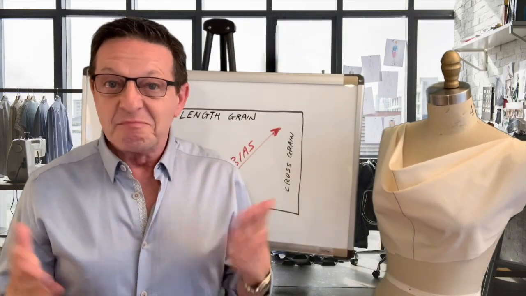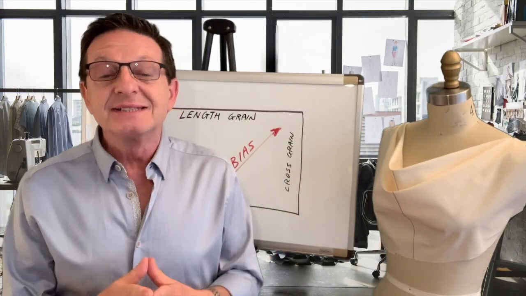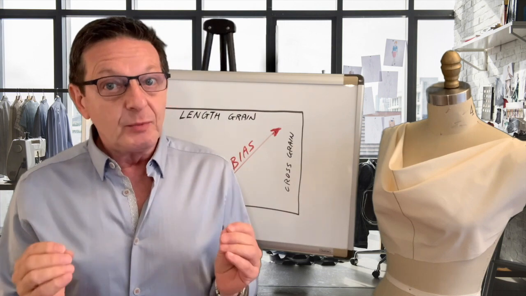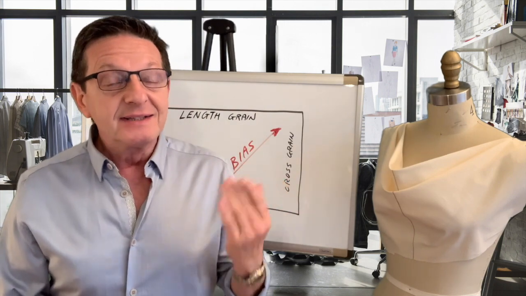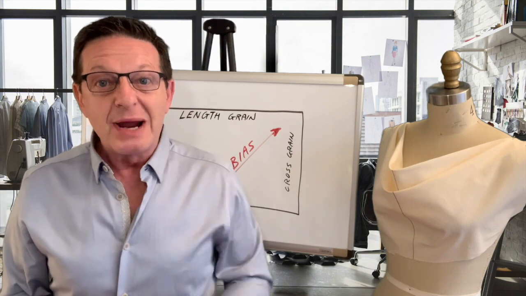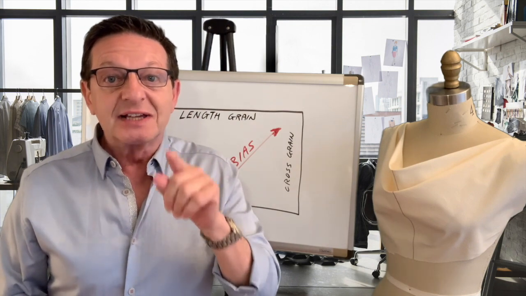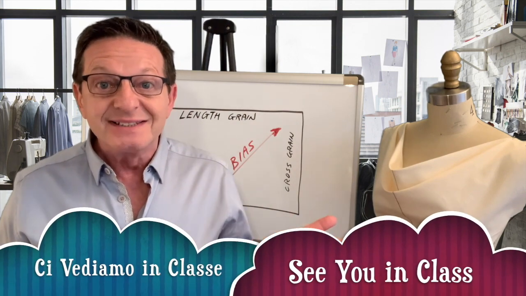So there you have it, bias. Now you know what it is, its properties, why we use it, grain lines. Get some fabric, start practicing. I will see you in the next class. Ci vediamo in classe. Ciao.